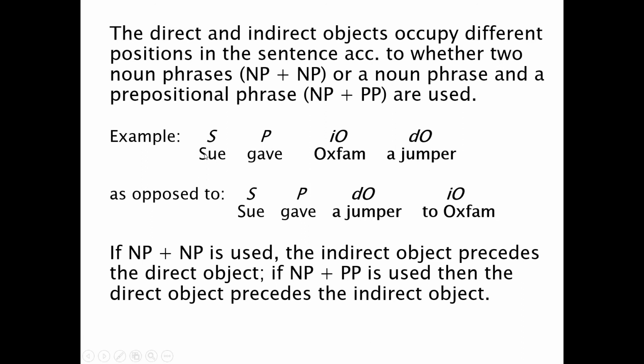The direct and indirect objects occupy different positions in the sentence, whether two noun phrases, noun phrase plus noun phrase, or noun phrase plus a prepositional phrase, as I said last time. Example: Sue gave Oxfam a jumper, or Sue gave a jumper to Oxfam. So in either case, that is right. If the noun phrase plus noun phrase construction is used, the indirect object precedes the direct object. If the noun phrase plus the prepositional phrase is used, then the direct object precedes the indirect object, as you see. But in this case, the indirect object comes before the direct object.